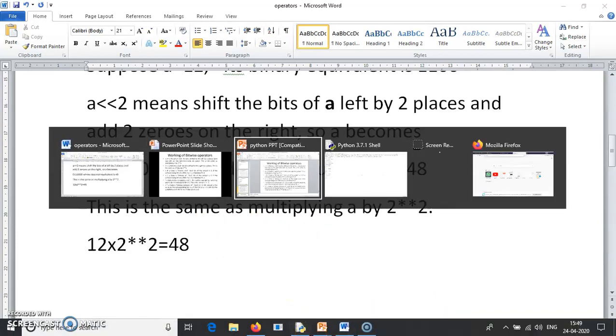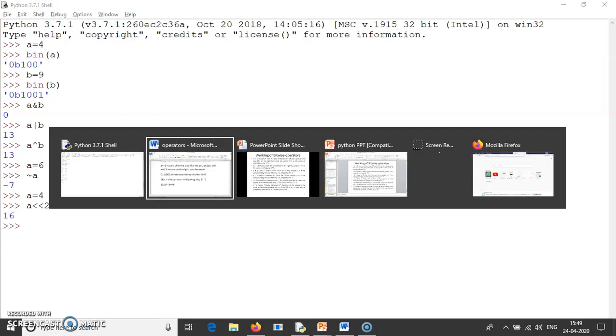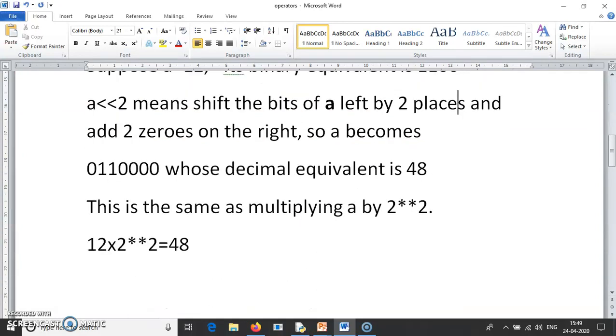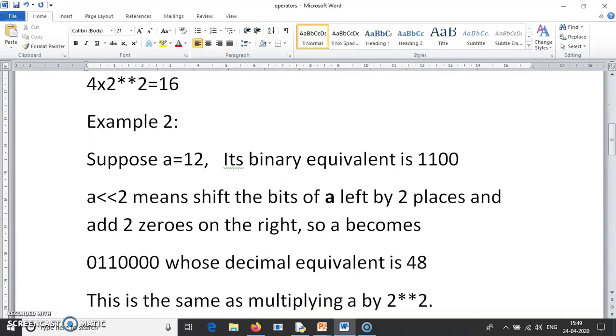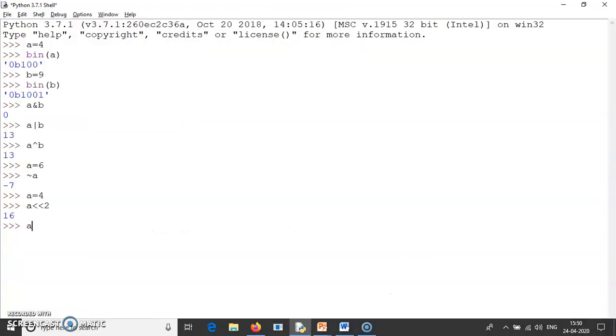So let's now see this in our interpreter. Let's take A as 4 and I'm going to left shift A by 2. So we get the answer as 16 as we saw in the first example. Let's take the second example. Take A as 12 and left shifted by 2 bits. So the answer is 48. That is how the shift operators work.